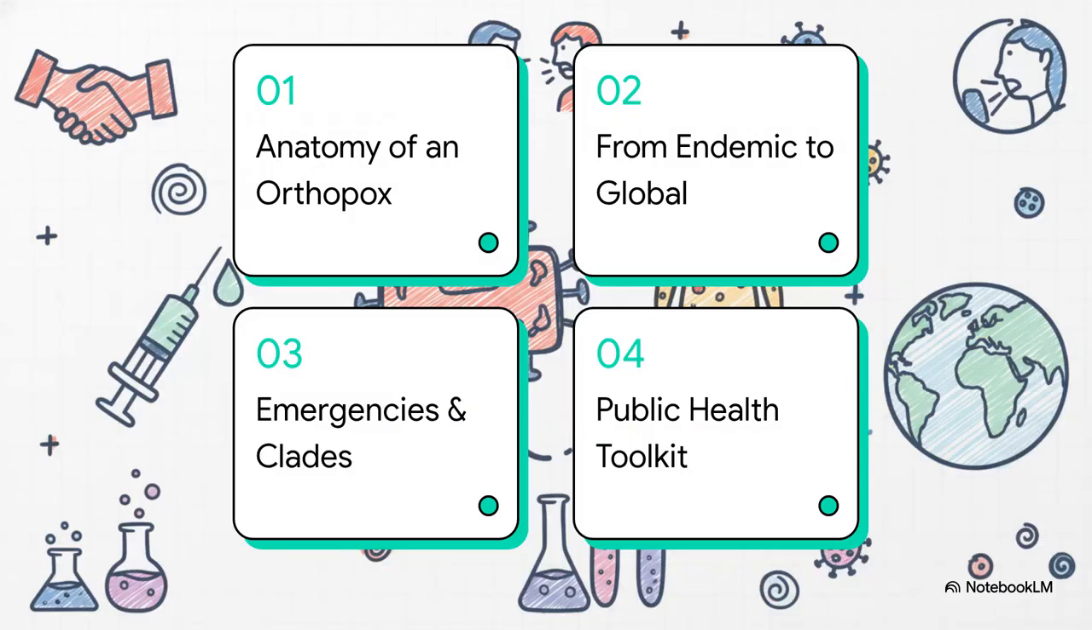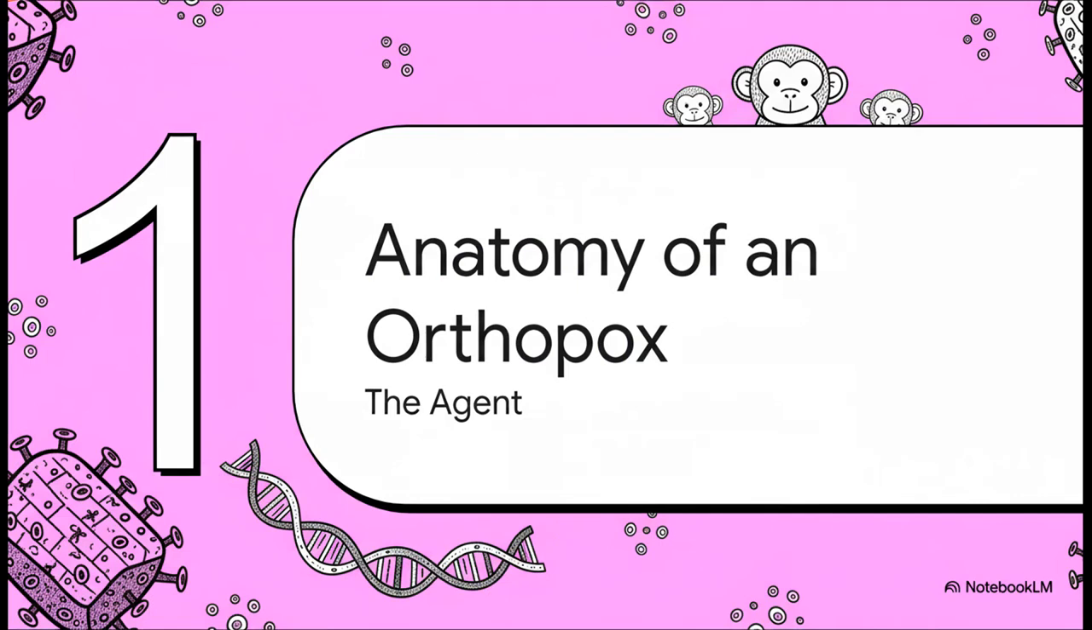To really get to the bottom of this, we're going to break our analysis down into 4 parts. First, we'll look at the anatomy of the virus itself. Then, we'll trace its journey from being a pretty localized endemic problem to a global one. Third, we'll dig into the 2 very distinct emergencies, which were driven by different viral clades. And finally, we'll take a look at the public health toolkit we actually have to fight back.